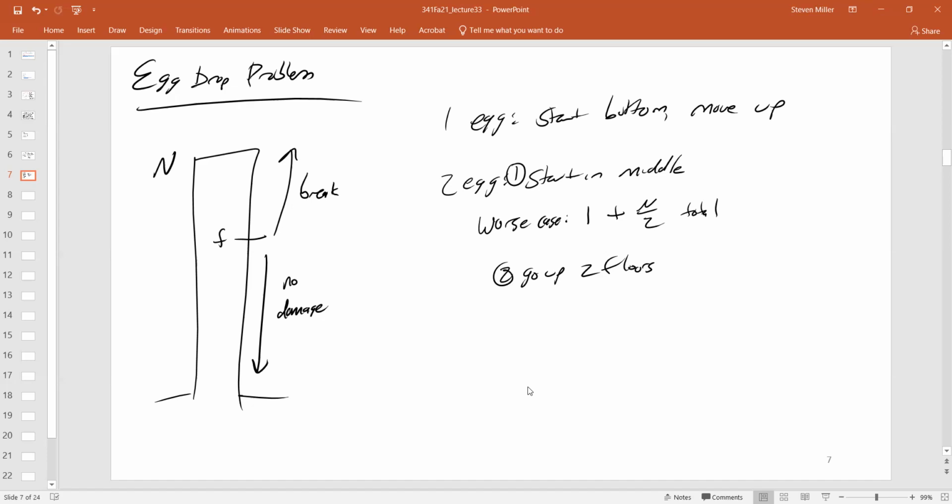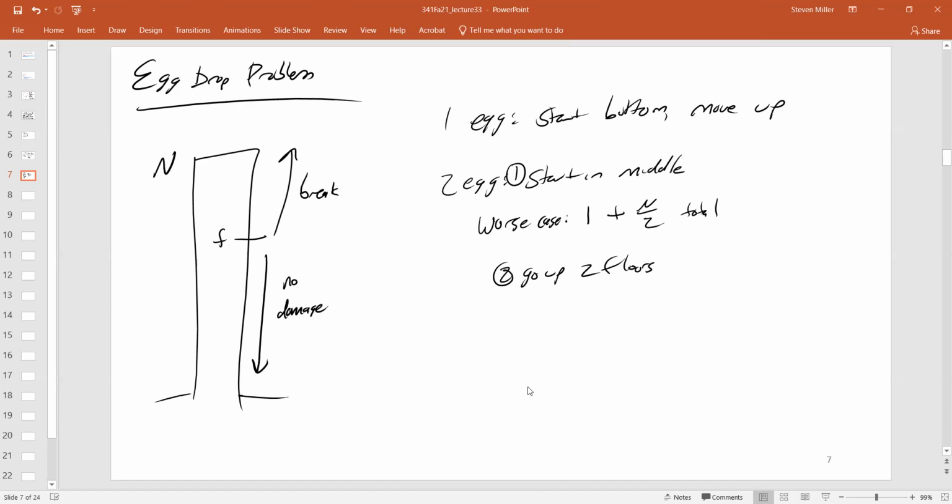First floor, like the egg always is going to survive. Nope, it could break on the first floor. So if you go up 2 floors and it breaks, then you have to check the first floor. So in this case, you do it every 2. So I could check 2, 4, 8, 10, 12. I could check all the way up to n, not 6.